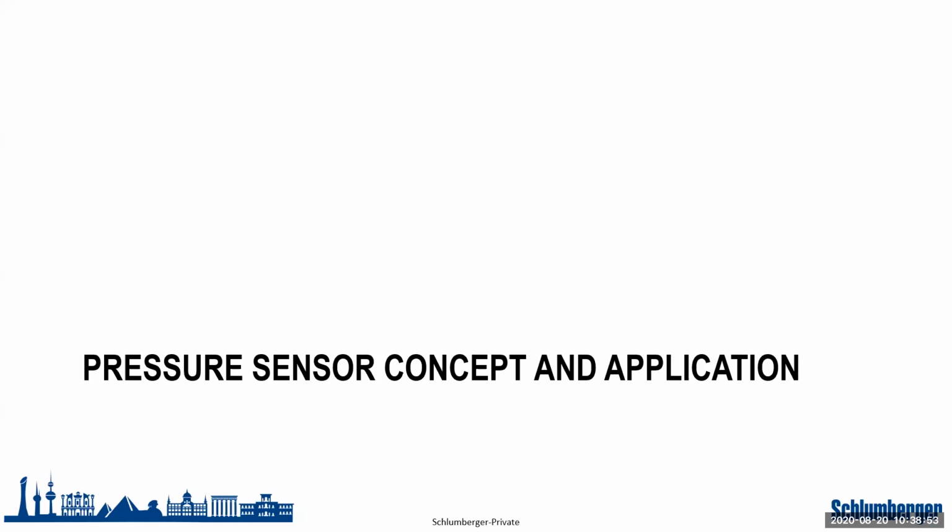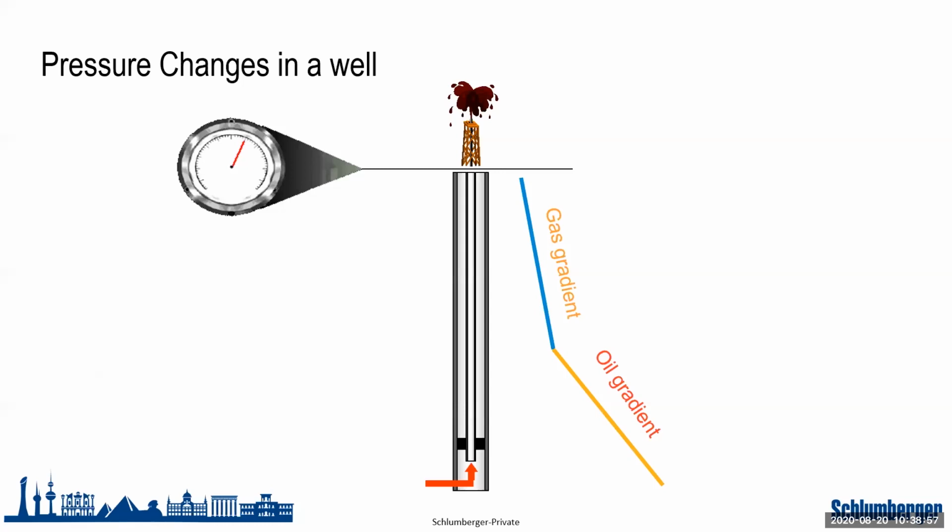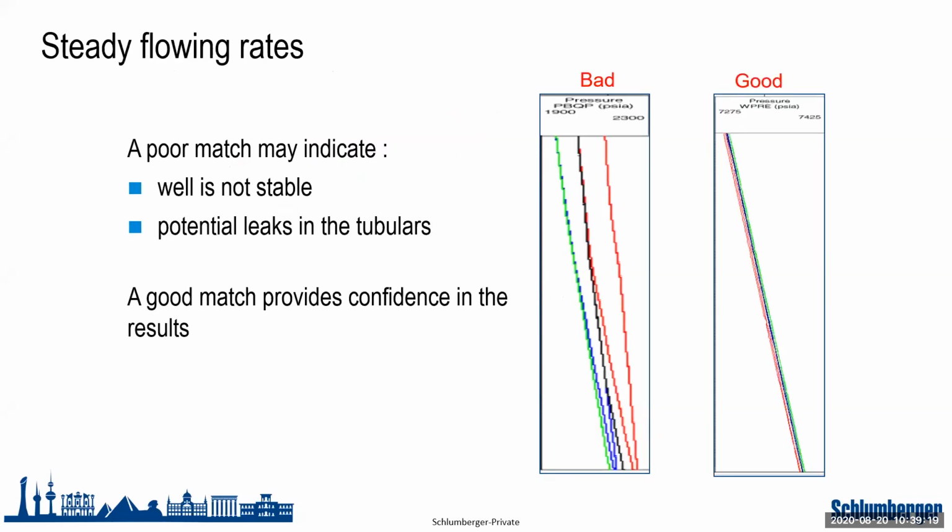Okay, so now we will go to the pressure sensor. We can see over here a pressure gradient in a static well. Let's say we have segregation. So I will see in the wellbore an oil gradient and a gas gradient, like in this example, or if there is water segregating as well, I could see a wellbore gradient corresponding to water when the well is in a static condition.